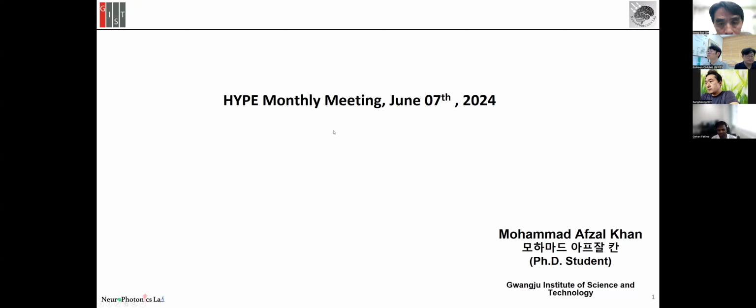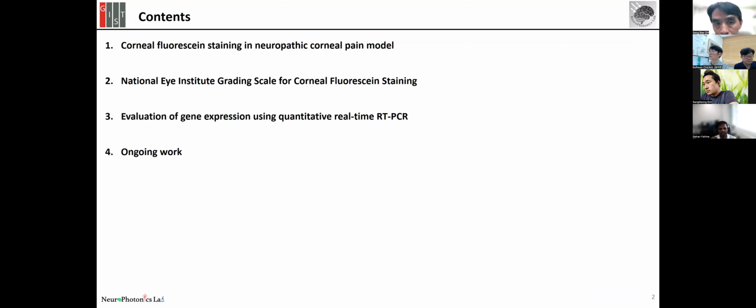I'm going to present about the corneal fluorescence staining and my RNA sequencing experiment, which I did for my Pulner model. So this is kind of a neuropathic corneal pain model. The contents are the corneal fluorescence staining in neuropathic corneal pain models, some National Eye Institute grading system, how I analyze this staining, and the evaluation of gene expression through qRT-PCR in my future work.